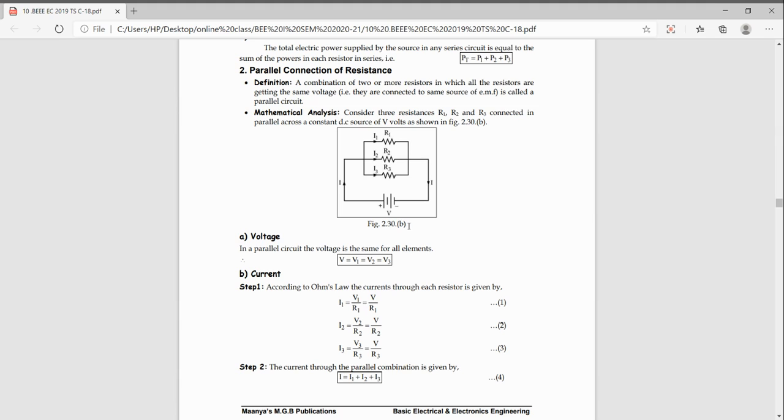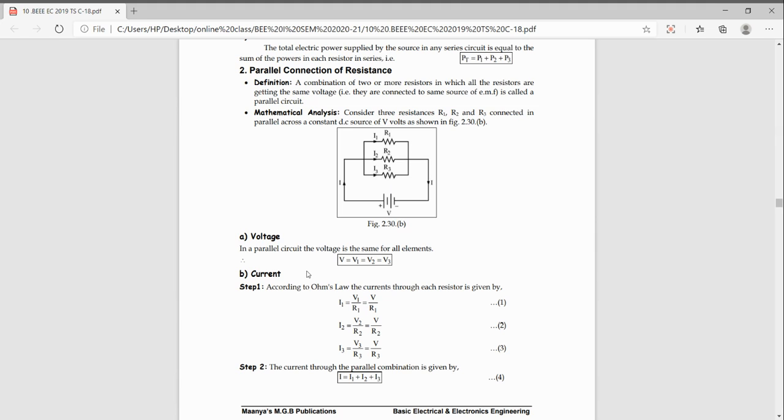And yes, I can say that a parallel connection is like that: for all the resistors, one end is connected at one point, and the other end of the resistors is connected to the other point. Okay, this I can say is the parallel connection.